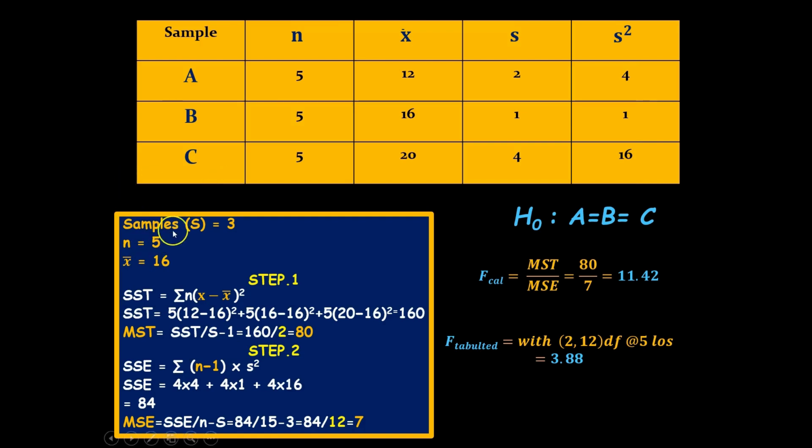So we have 3 samples, sample size is 5, and the overall mean is 16, that is 12 plus 16 plus 20 is equal to 48, and 48 divided by 3 is 16. So we have to get the variations first, then the variances.